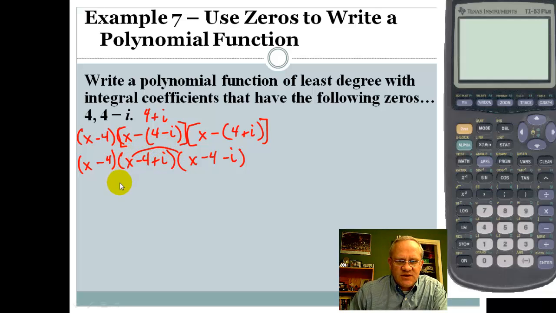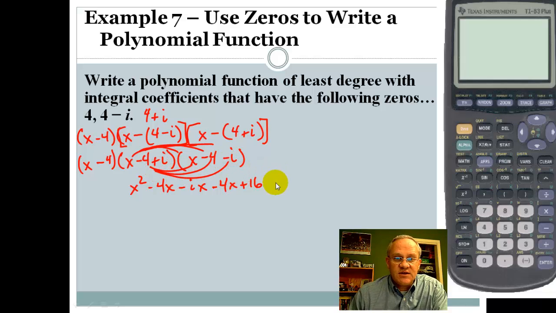So I'm going to go x times x, x squared. x times negative 4, negative 4x. x times negative i is negative ix, or xi, whatever you want to call it. So I distributed the x. Now let's distribute the negative 4. Negative 4 times x, negative 4x, negative 4 times negative 4 is plus 16. Negative 4 times negative i is a positive 4i. Okay, then distribute the i here. So i times x is plus ix. i times negative 4, negative 4i. And i times negative i is a negative i squared.